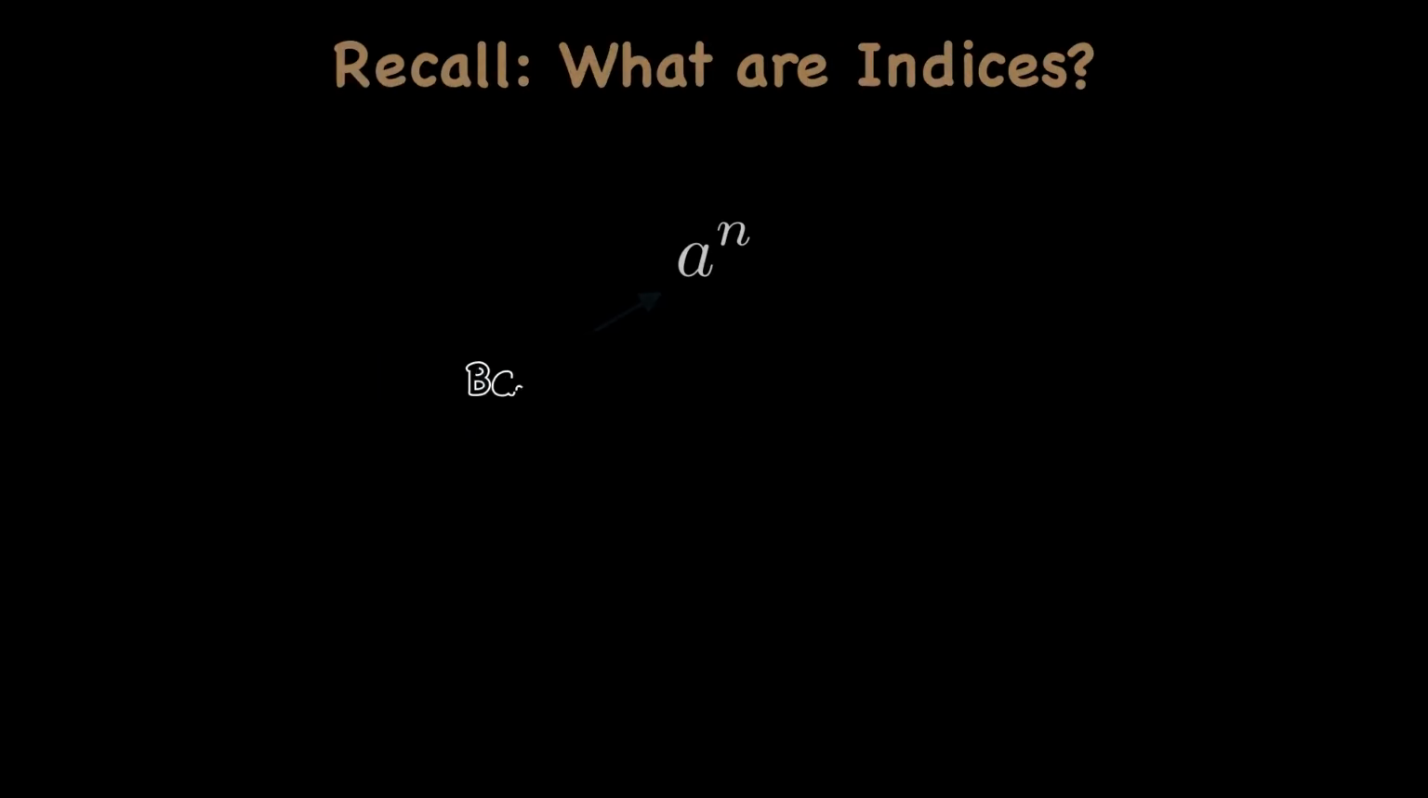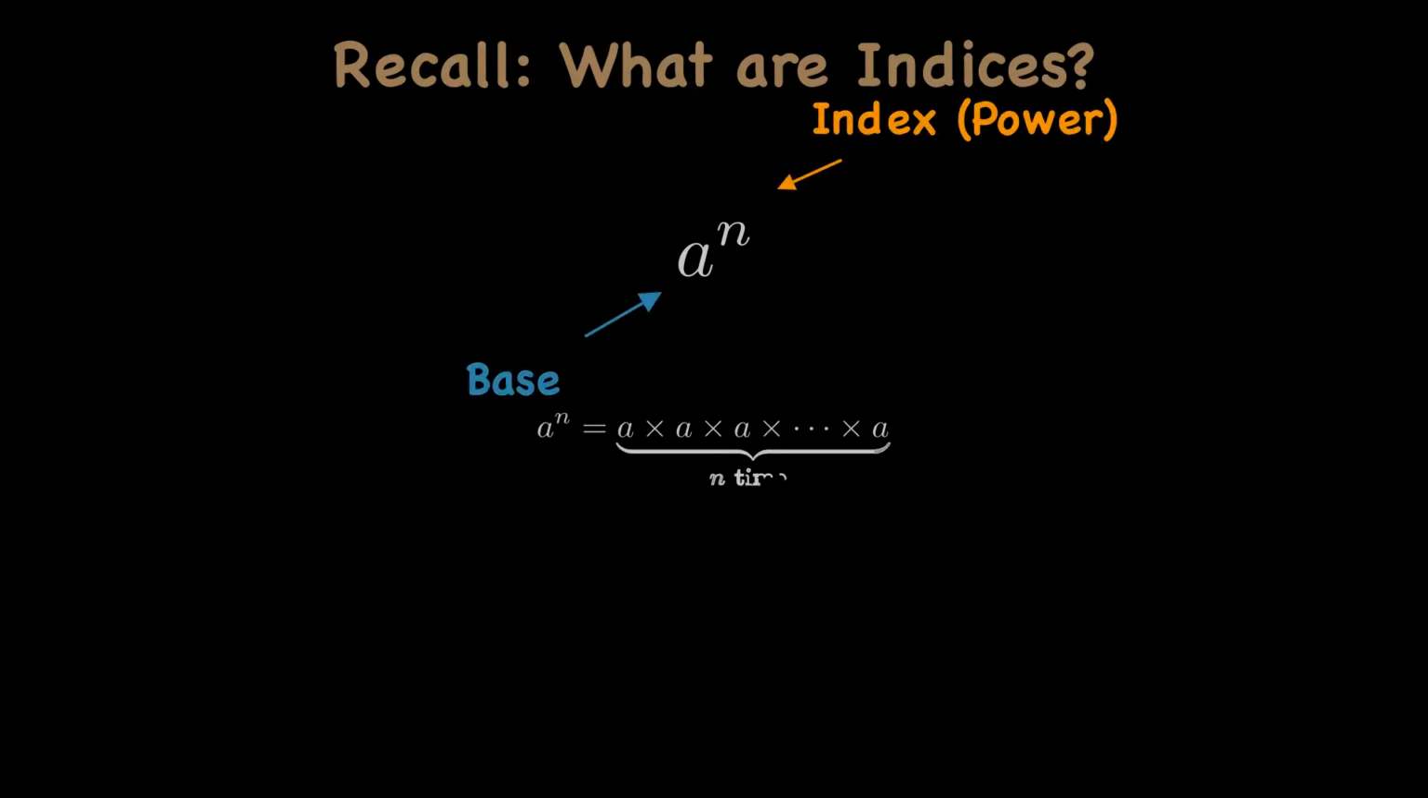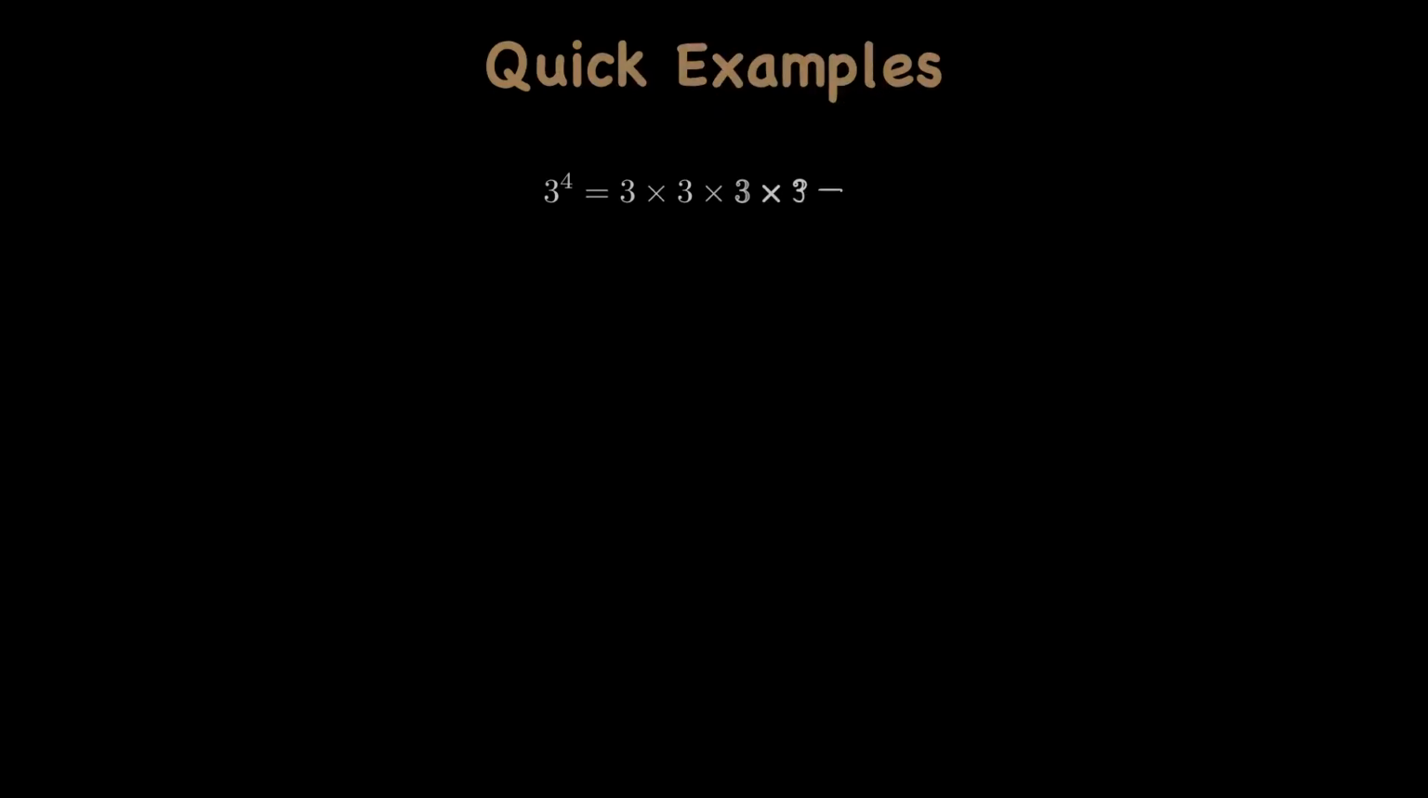Let us recall what indices are. When we write a to the power of n, the letter a is the base, and n is the index, also called the power or exponent. It means we multiply a by itself n times. Quick examples. 3 to the power of 4 means 3 times 3 times 3 times 3, which equals 81. Negative 2 to the power of 3 means negative 2 times negative 2 times negative 2, which equals negative 8.